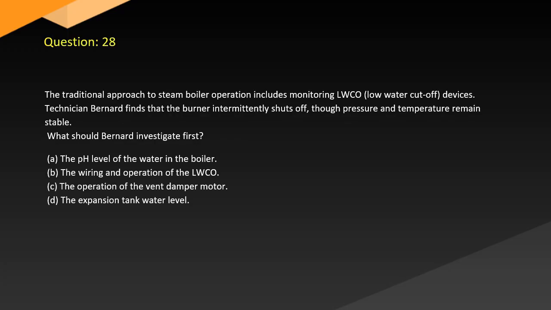Question 28. The traditional approach to steam boiler operation includes low water cut-off devices. Technician Bernard finds that the burner intermittently shuts off, though pressure and temperature remain stable. What should Bernard investigate first? A. The pH level of the water in the boiler. B. The wiring and operation of the low water cut-off. C. The operation of the vent damper motor. D. The expansion tank water level.